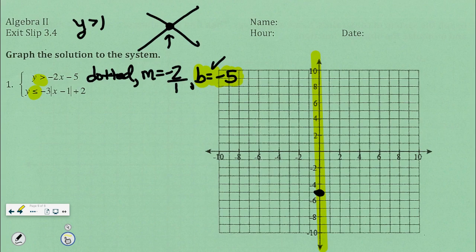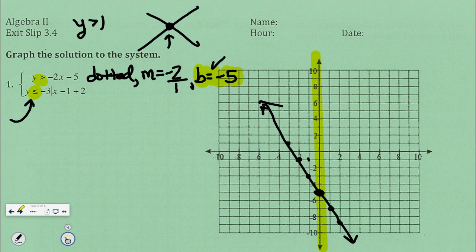Done. I'll go down 2 over 1, down 2 over 1. Maybe I want to go up 2, back 1, up 2, back 1, up 2, back 1. I would do that quite a bit, and then we'll draw our line nice and neatly, as neat as you can on a big old smartboard like this. But there we go. So then next up, I need to graph the other one, but it's not a line.